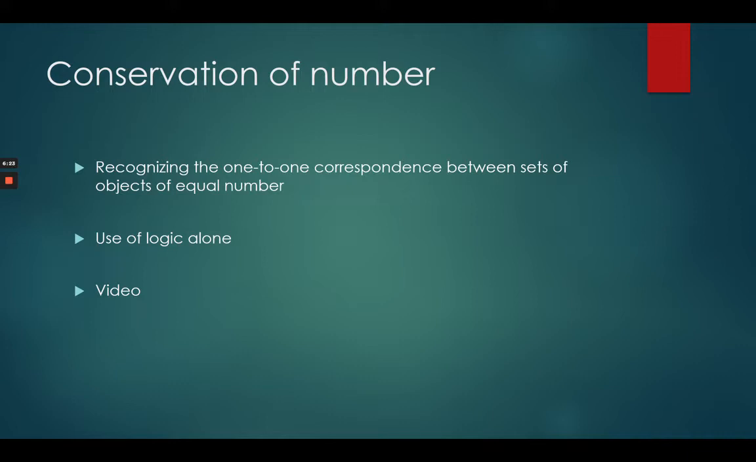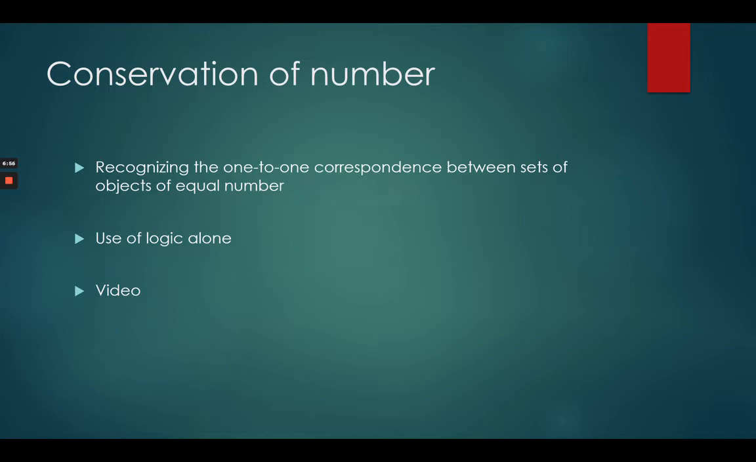So conservation, we have various things. Conservation just means if you essentially change the form of something, it doesn't change the essence of it. With numbers, it could be like coins. If I have 5 coins and I have them close together versus spreading them out far, somebody in concrete operations knows the number of coins hasn't changed.